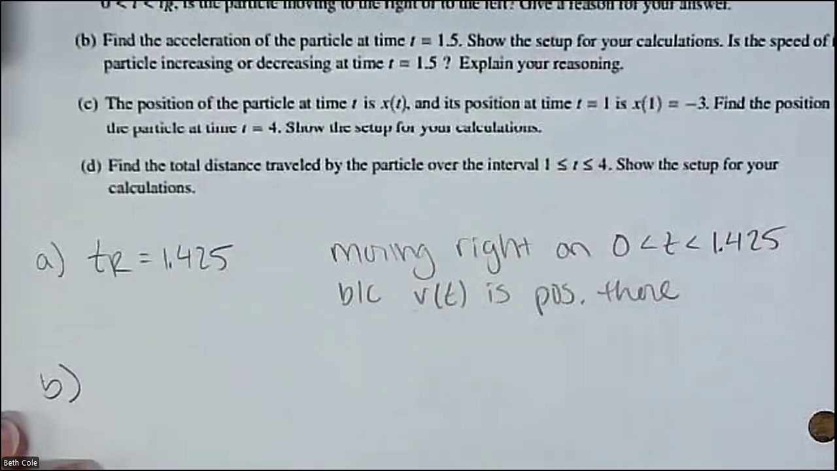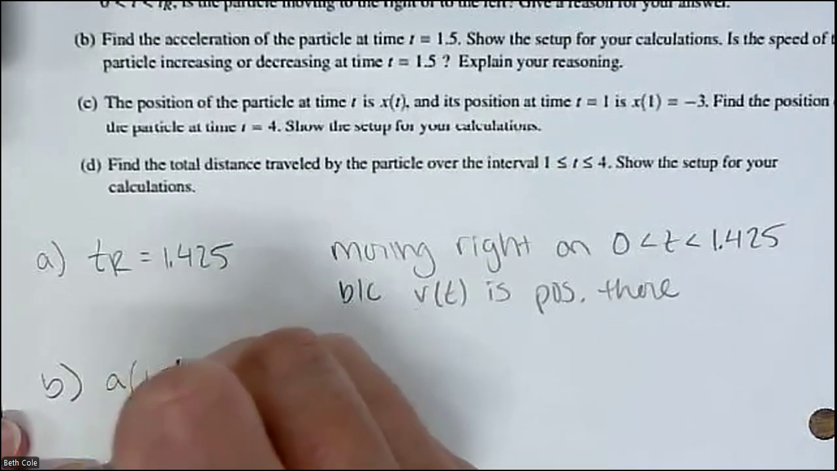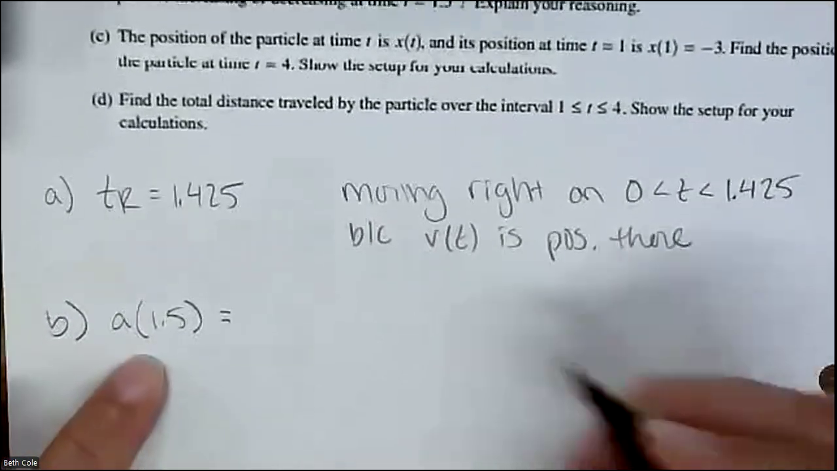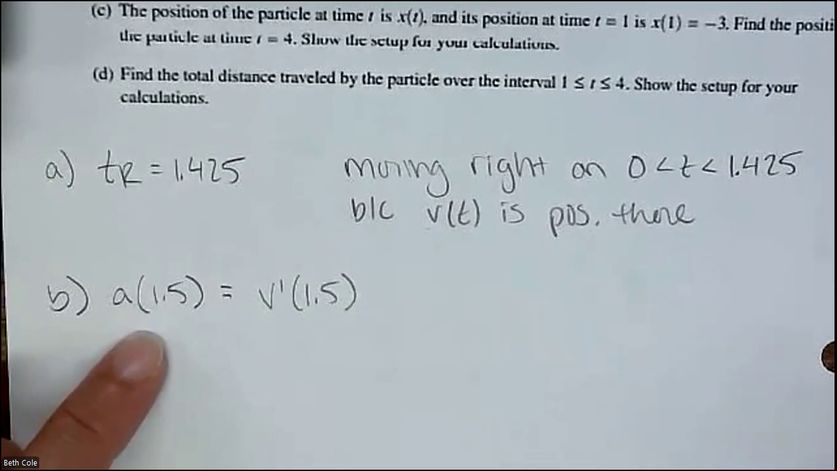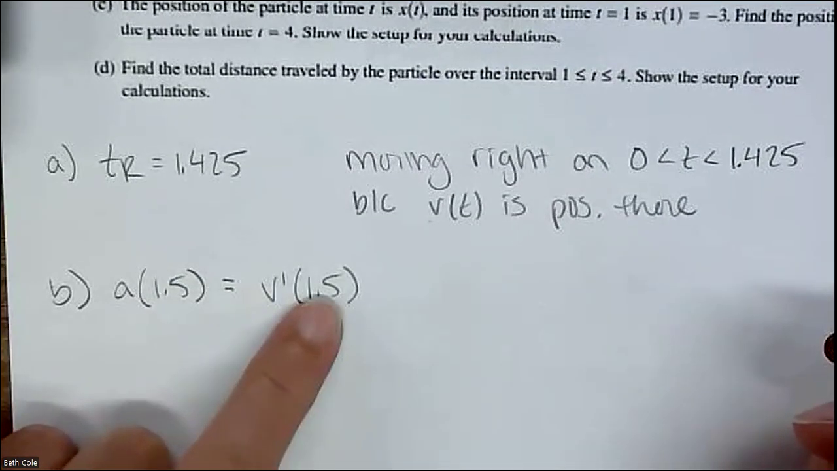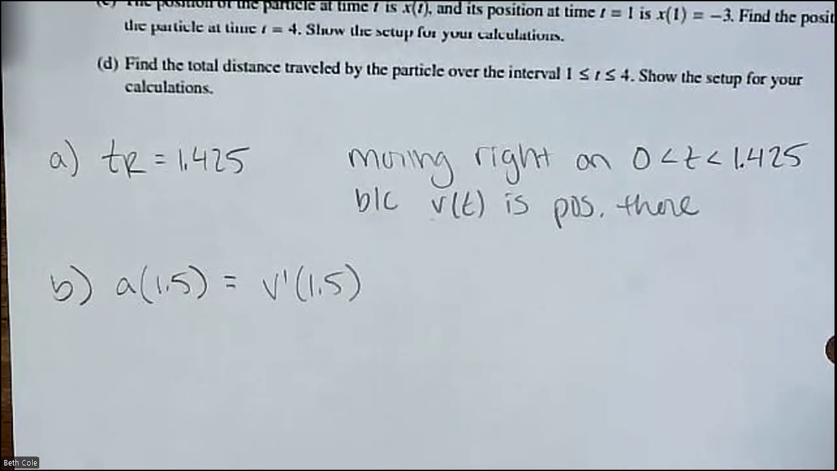Show there's not much of a setup for this. Here's what they want to check that you understand. How do you get from velocity to acceleration? Good, so they want to see you link these two things together. They want to see you show that V prime is how you get acceleration. That's your quote unquote setup.